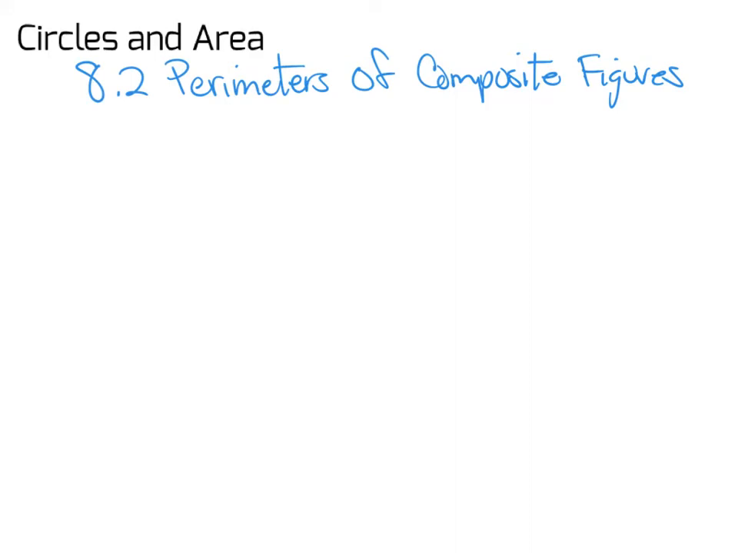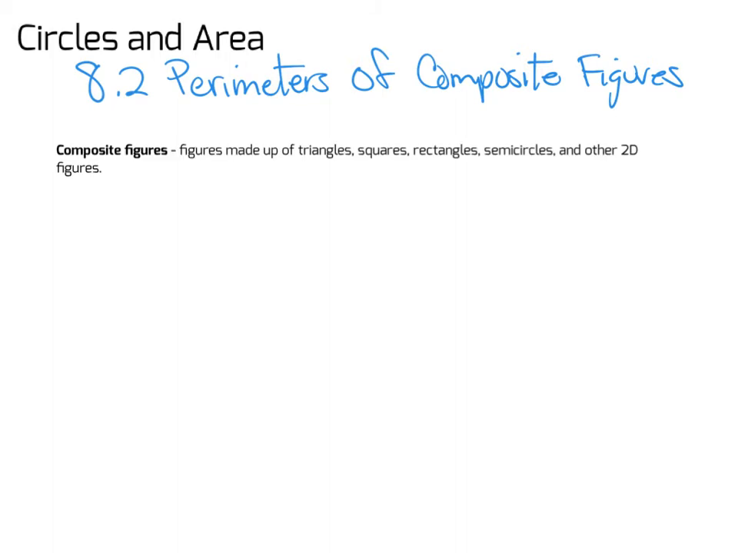8.2 is about finding perimeters of composite figures. Composite figures are figures made up of triangles, squares, rectangles, semicircles, or any other two-dimensional figure. Here is an example of a semicircle and a triangle combined to create a composite figure, and we are going to determine what the perimeter of this composite figure is.